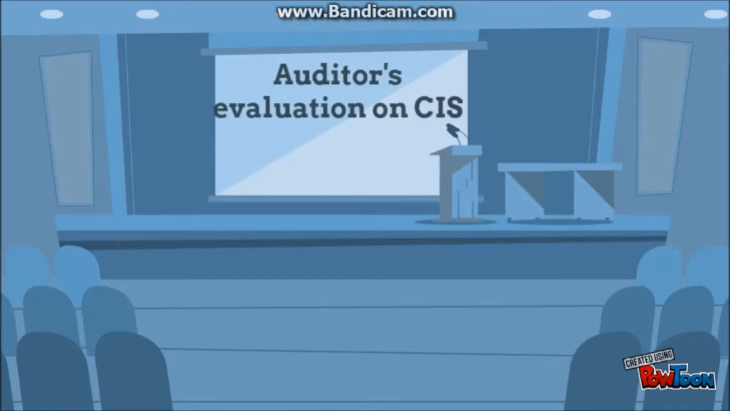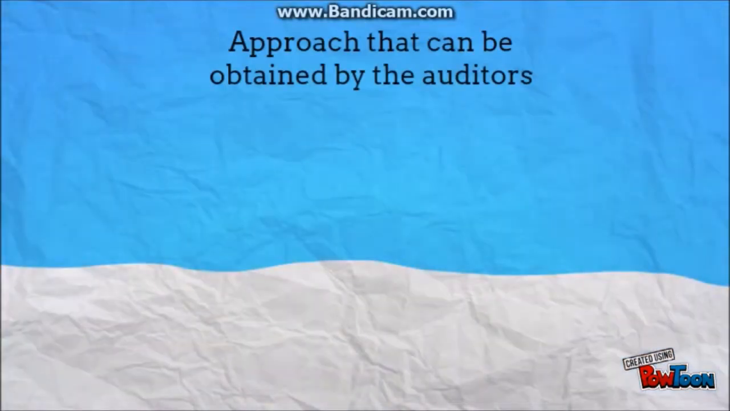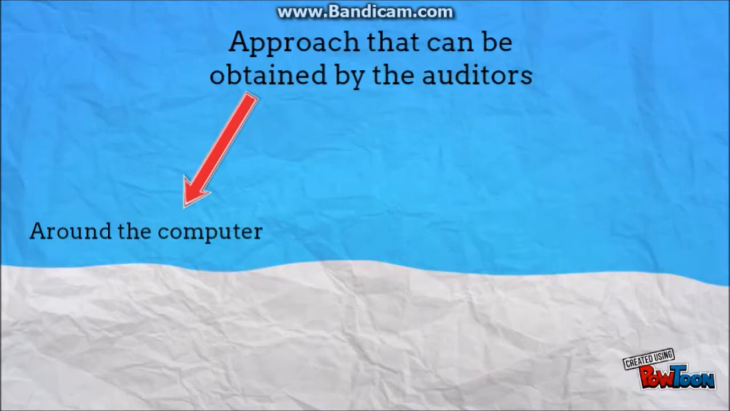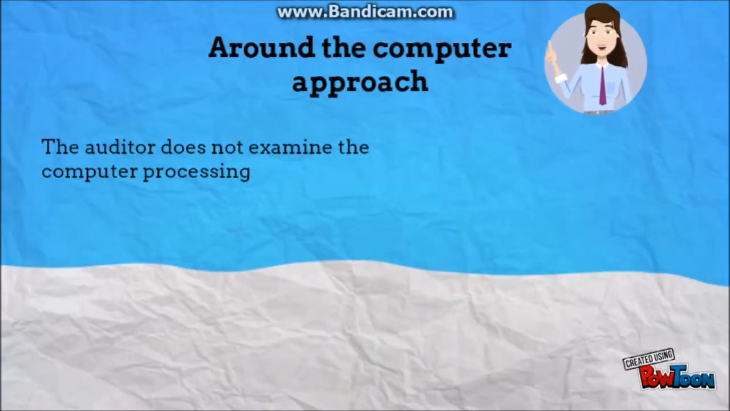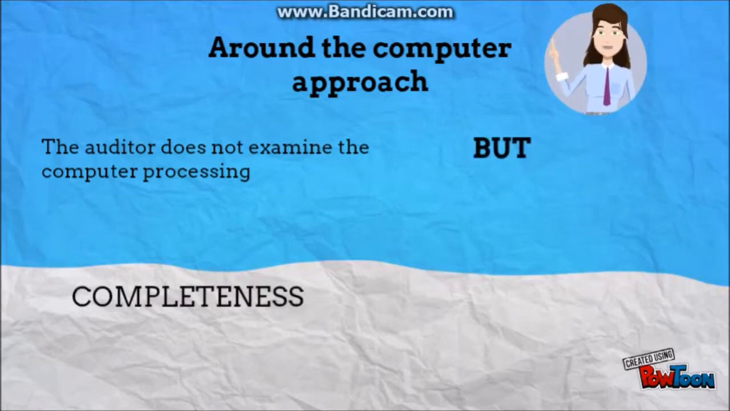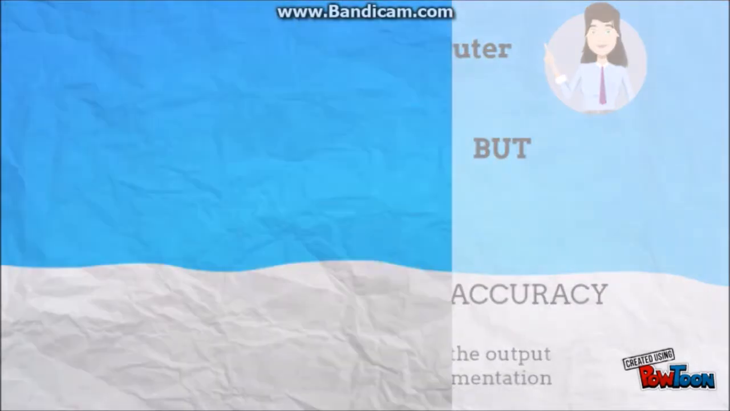As for auditors' evaluation on computer information systems, there are 2 approaches that can be obtained by the auditors, which are around the computer approach and through the computer approach. For around the computer approach, the auditor does not examine the computer processing, but to ensure the completeness and the accuracy of the information by comparing the output reports with the input documentation.